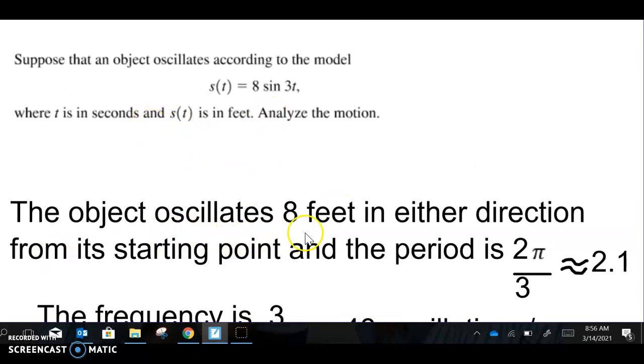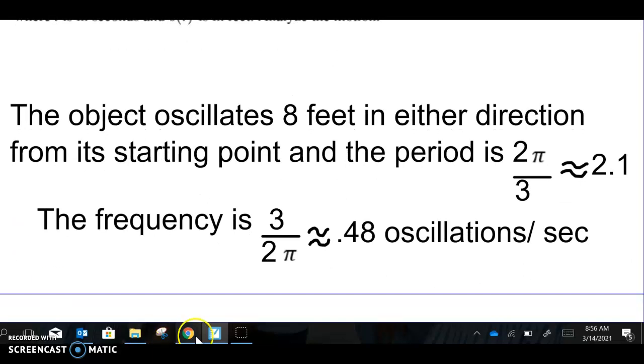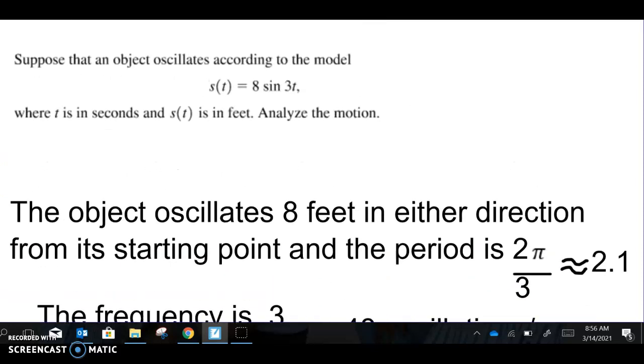So the object oscillates 8 feet in either direction. The period is 2.1 seconds. That means it takes 2.1 seconds to go through an entire cycle, up, down, back. That's what the period means. The frequency, I'll flip the period. It goes through about half an oscillation per second, 0.48 oscillations per second. That's what the frequency is. So when you see analyze the motion, that's what we want to say.